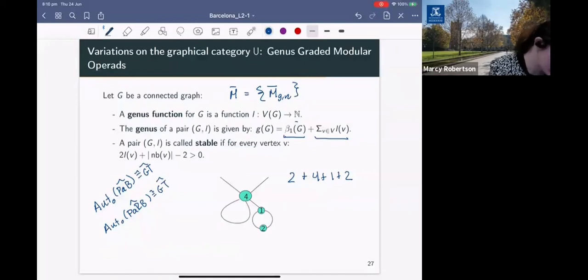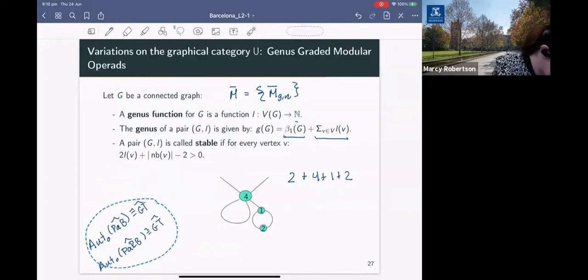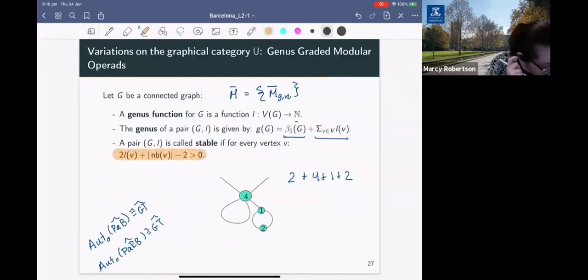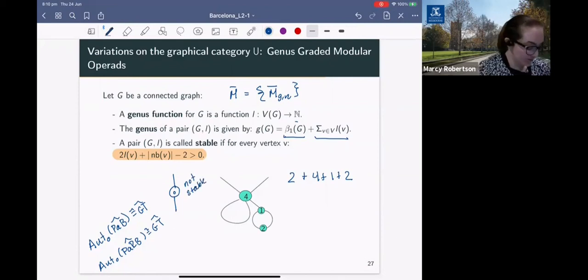All right, a graph will be stable if every vertex satisfies the stability condition. In particular, note that a one-vertex graph like this, which is genus 0, is not stable. Okay, this graph is definitely stable.